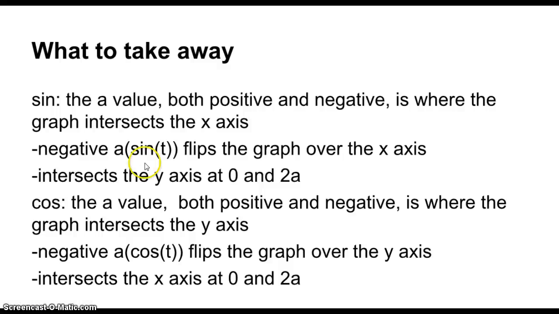The graph will also intersect the y-axis, when it's sine, at 0, 0, and 2 times the a value. For cosine, the a value, both positive and negative, is where the graph intersects the y-axis, which we saw. And when it's negative a cosine of t, it flips the graph over the y-axis. It'll still intersect the x-axis at 0 and 2a. Really all you have to make sure of is that you recognize if it's sine, which means it's going to be a vertical looking graph, or if it's cosine, where it's going to be horizontal and go across the x-axis.